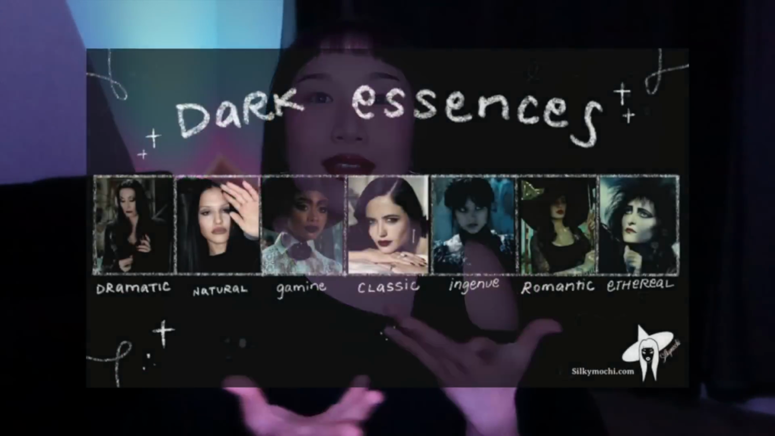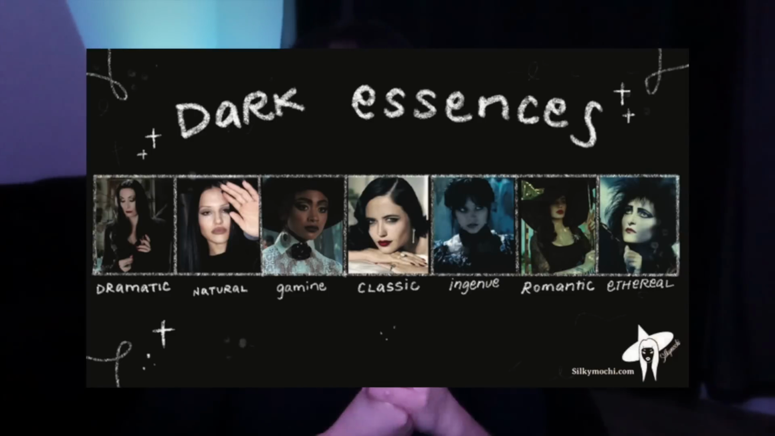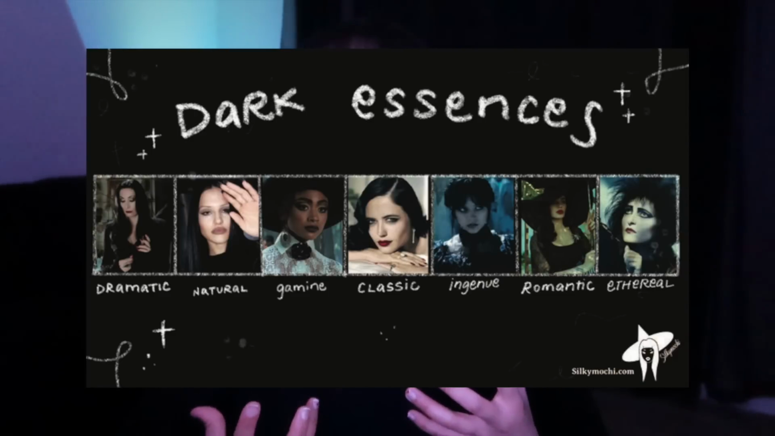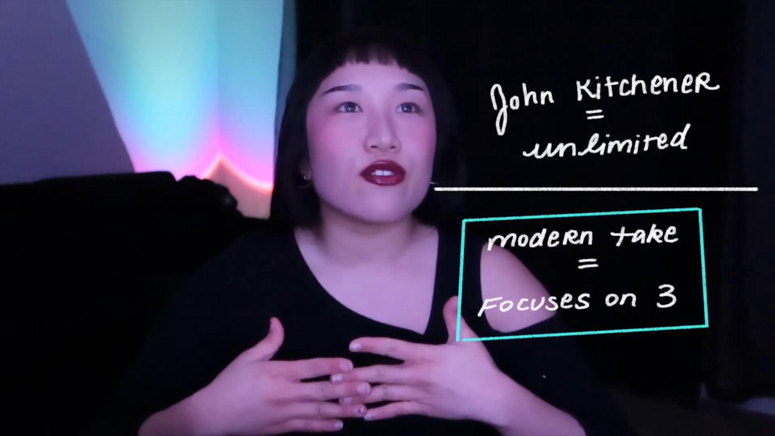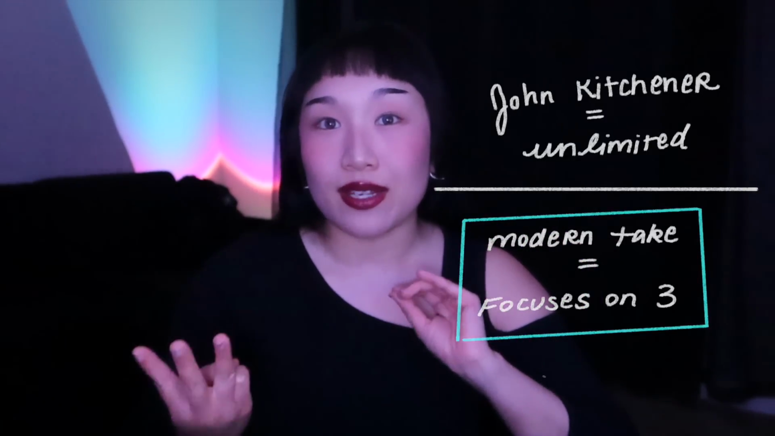So I would start out my videos mentioning that you can have up to 3 essences. Now when it comes traditionally to John Kitchener's system, he actually has typed people before as all 7 essences, and it's more of a recent modern practice, if you will, of focusing on your 3 dominant essences.